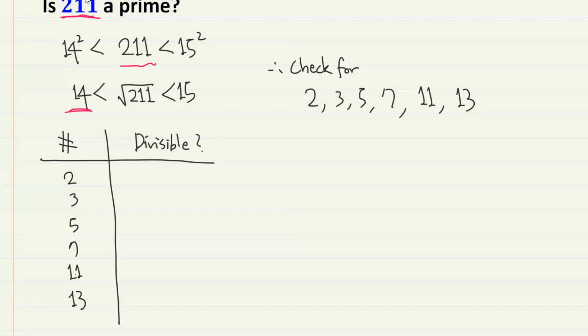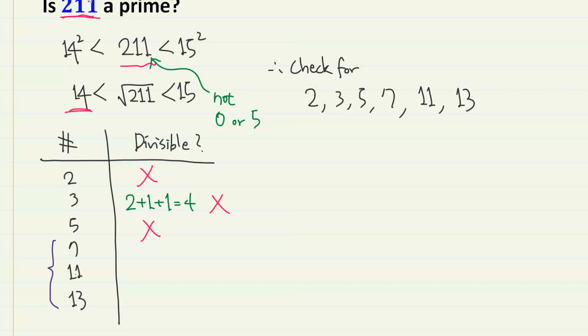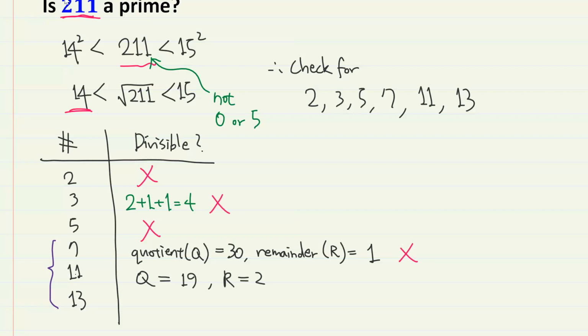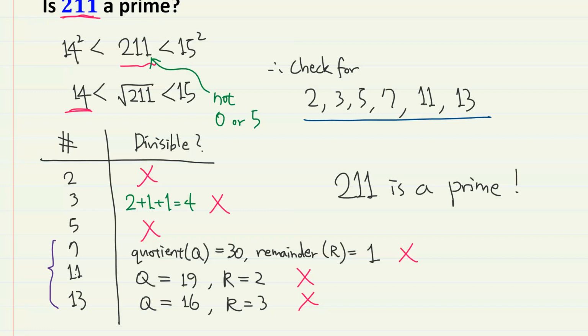211 is an odd number, so it is not divisible by 2, and the sum of digits is 2 plus 1 plus 1, which is 4, so it is not divisible by 3, and it does not end with 0 or 5, so it is not divisible by 5, and checking the divisibility for 7, 11, and 13 by doing the actual division does not take that long, so 211 is not divisible by 7, and it is also not divisible by 11, and it is also not divisible by 13. So 211 is not divisible by any of these prime numbers. Therefore, we can say that 211 is a prime.